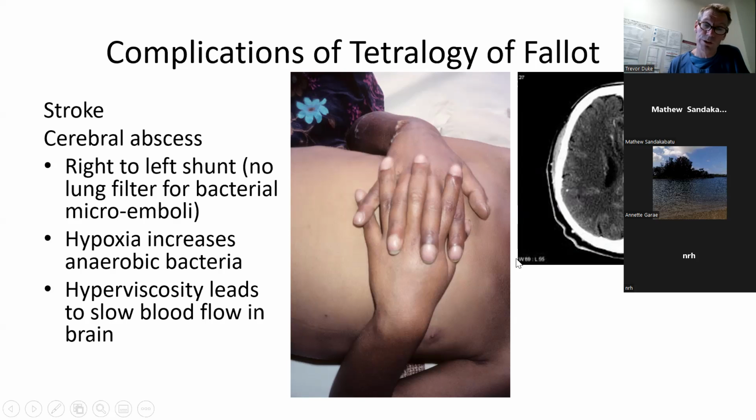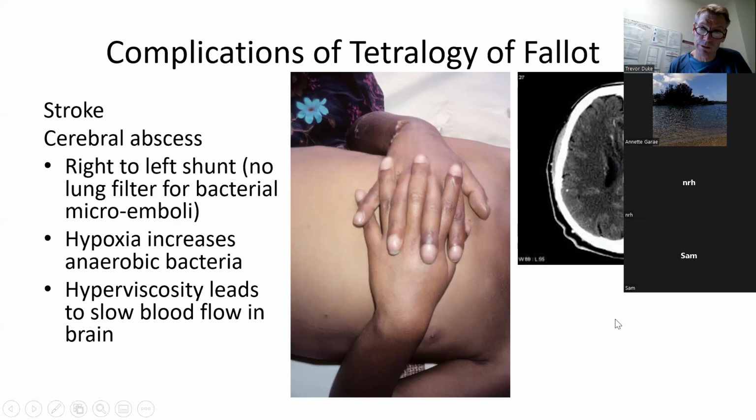So if you see a child with Tetralogy of Fallot who has a seizure or a fever or signs of meningitis, then you should think, could they have a cerebral abscess, and look for that. This child clearly has a cerebral abscess.